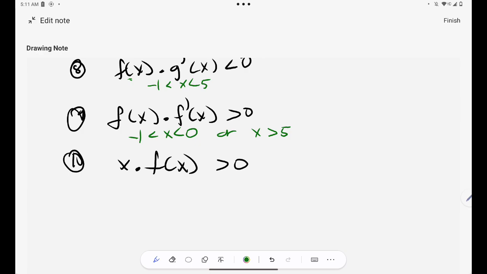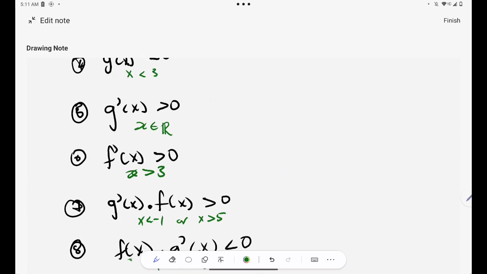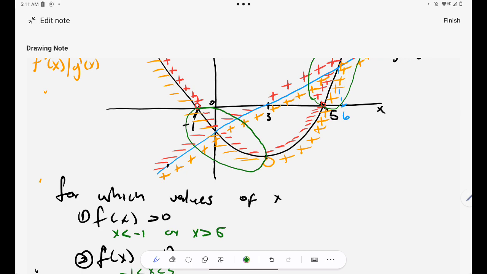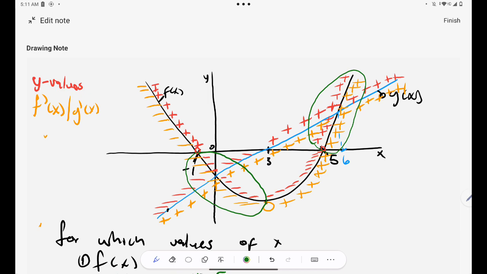For which values of x is x multiplied by y positive? That means both x and y must have the same sign. Are we together? And that thing will only happen when my graph is at the first quadrant and at the third quadrant. Are we together? Why first quadrant? First quadrant, I know both x and y are positive. On the third quadrant, I know that both x and y are negative. Are we together? So I'm only focusing on the curve.